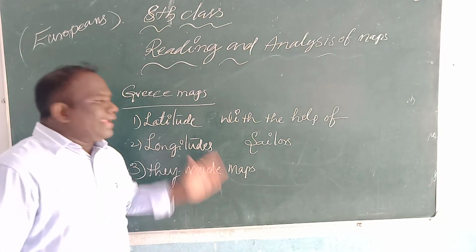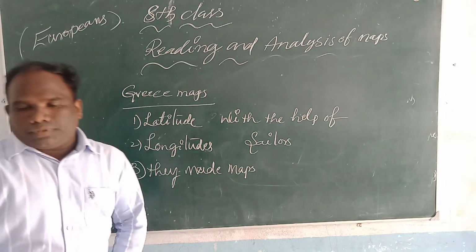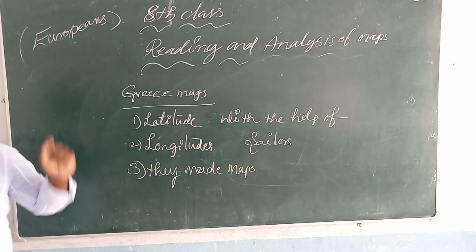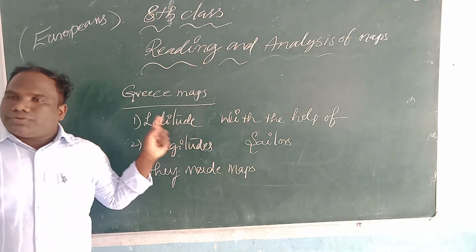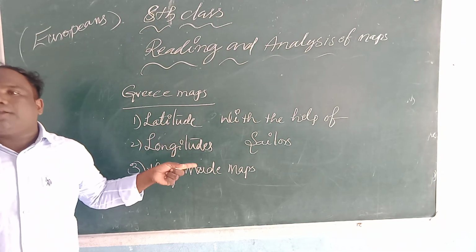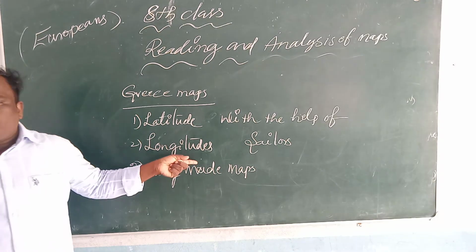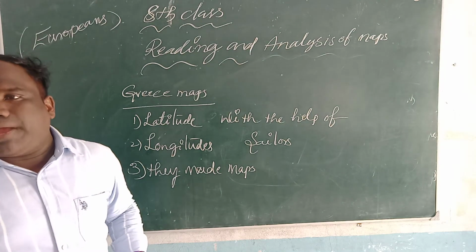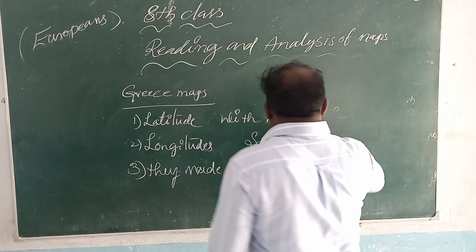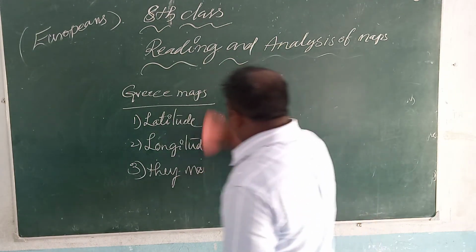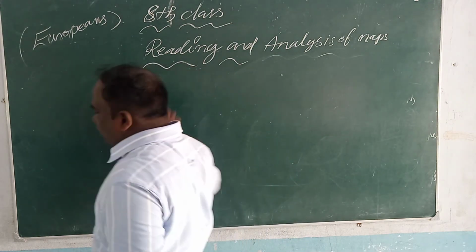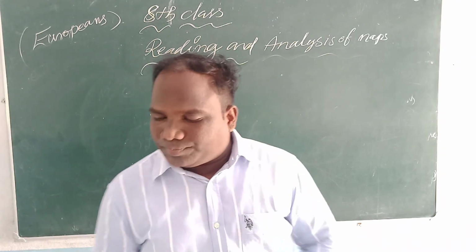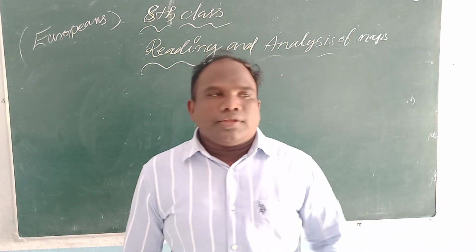But now, at present, maps are different from the Greek maps. The Greeks used latitude and longitude and the help of sailors. But now present-day maps are very accurate and detailed with the help of satellites.